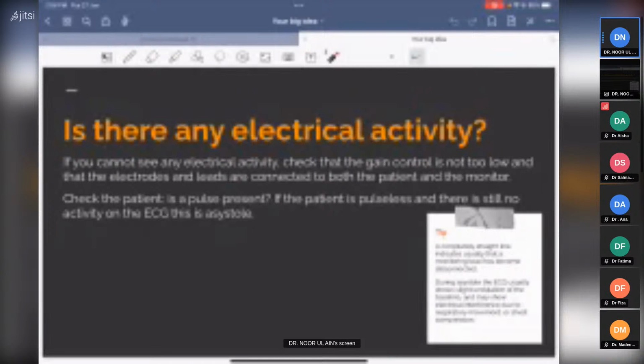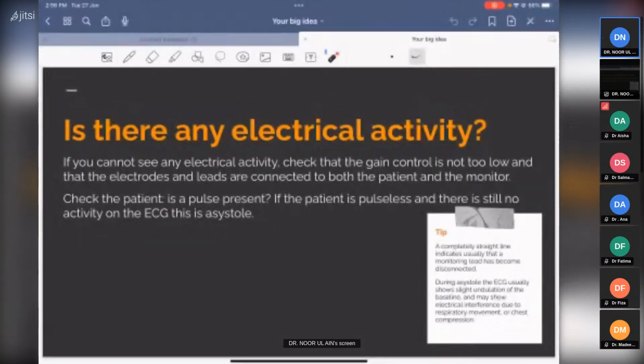Very good. So the first question that you ask yourself is, is there any electrical activity? Once you see that there is no electrical activity, probably you're thinking of asystole. But you just have to always make sure that the leads are connected, and the ECG is working properly. Yes, Dr. Kriti, please go ahead.